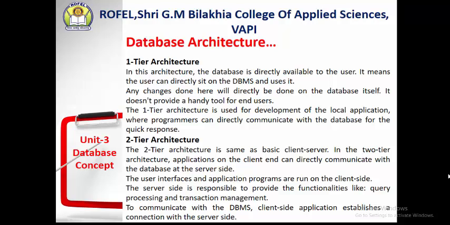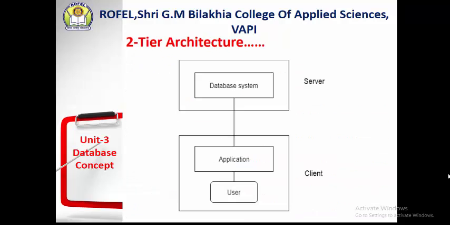So the client applications directly communicate with the database server. Now the user interface and the application programs normally run on the client side only, but the server side gives the response and provides functionality like query processing and transaction management, and because of that it provides some response to the client side, to the users. Now to communicate with the DBMS, client side applications establish the connection between the client and server through the server side. Now this is the architecture of the two-tier database.